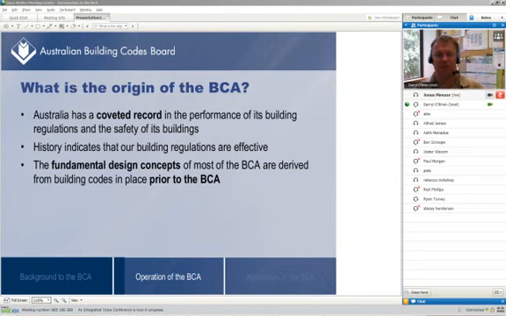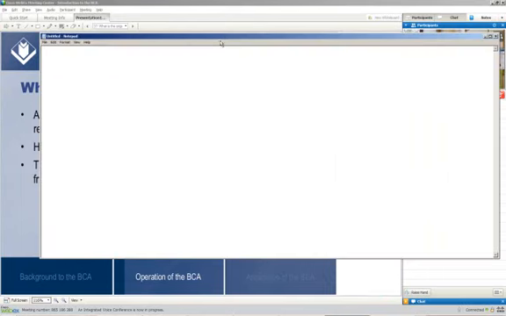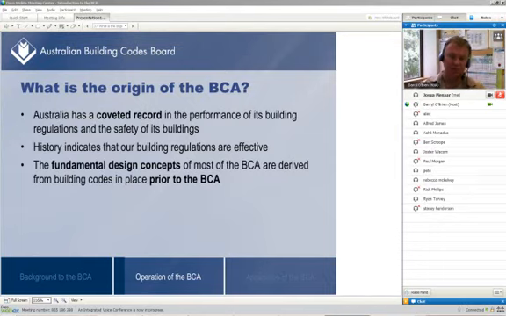Australia has a coveted record in the performance of its building regulation and the safety of its buildings. History indicates that our building regulations are effective. The fundamental design concepts of the BCA are derived from building practice or building codes in place prior to the BCA. So the first building code that we know about was by a guy called Hammurabi, I think it was, in about 4000 BC, and it was a purely prescriptive performance-based code. It said if a builder builds a building and it falls down and kills the owner, then the builder gets killed. So pretty simple building code, make it stand up.